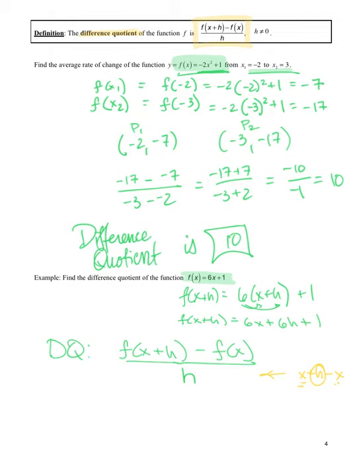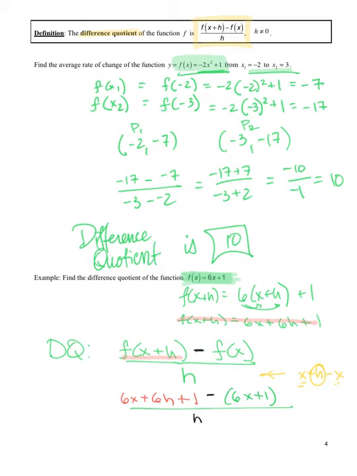Okay, so I know what f of x plus h is. f of x plus h is this. So I can substitute in f of x plus h as 6x plus 6h plus 1. And I'm going to subtract my original f of x. My original f of x was this. So that is 6x plus 1. That's over h.